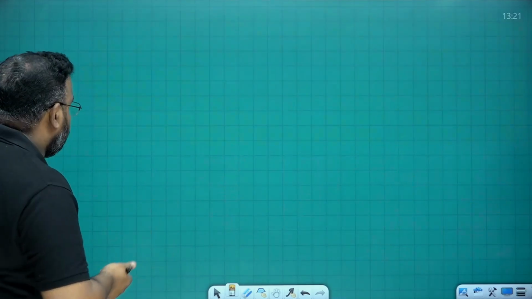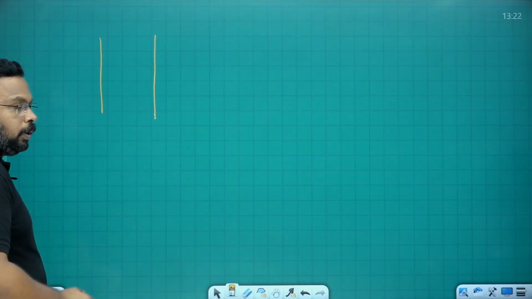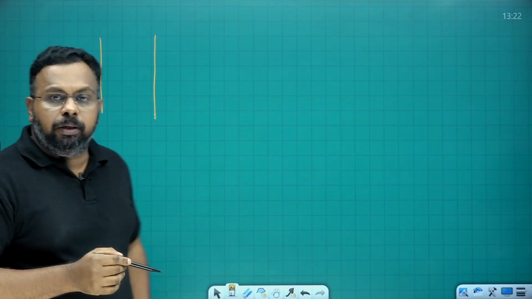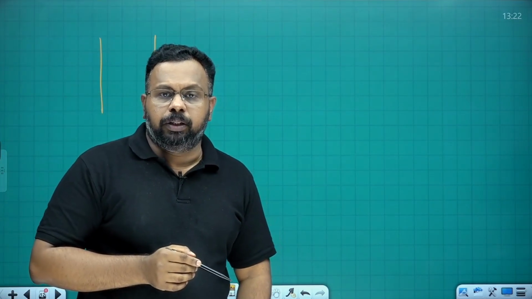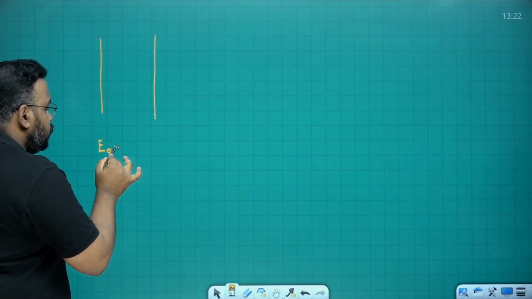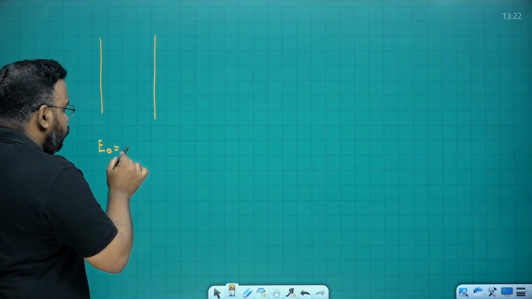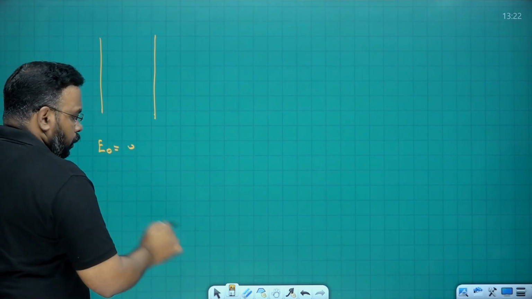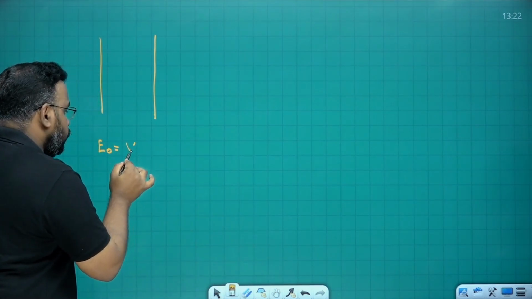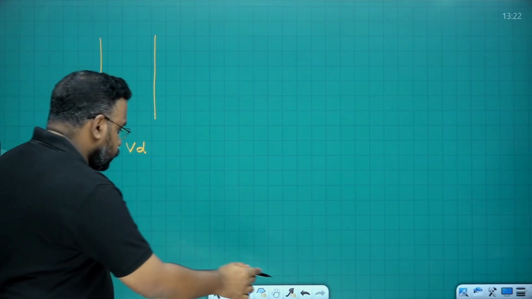You know that. If this is the capacitor plate, there is already an electric field in between, the electric field between the plates. If you take it as E naught, we have a formula: the electric field between the plates is E equal to V by d.